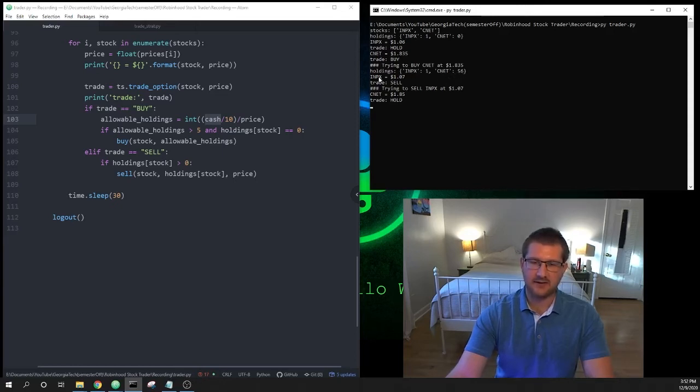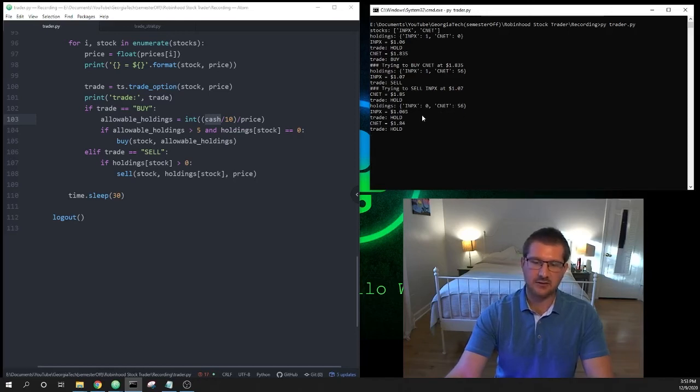So now if we look at our commands, we have INPX at 107. So it went up a penny and now it's telling us to sell. So it says trying to sell at 107 and it's telling us to hold our CNET. So our CNET looks like it actually went up. So currently it was a good buy. So let's see what the program does within another round. So now they're both hold commands and you can see the program sold my INPX. So now I have 0 INPX and I'm still holding my 56 CNETs.